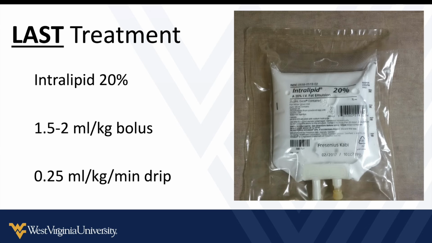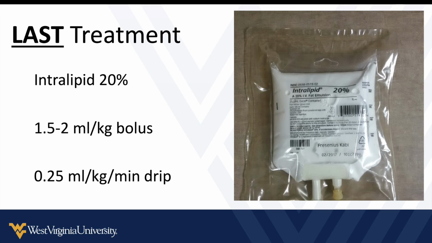And for those who recently rotated or did an ICU rotation, or maybe the ICU is the place they live, this is the TPN substrate, only without all the other additives. So the initial treatment is 20% intralipid, 1.5 to 2 mLs per kilogram bolus, and then you want to start a drip at 0.25 mLs per kilogram per minute. The initial bolus is probably worth committing to memory, and then you can look up the drip rate.